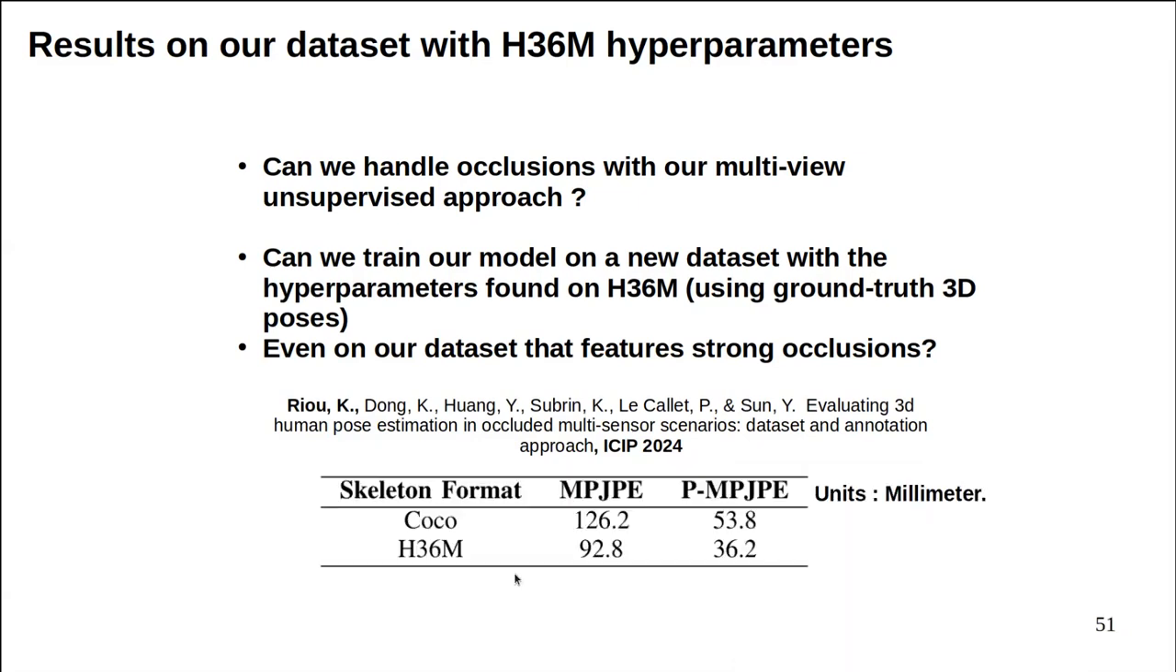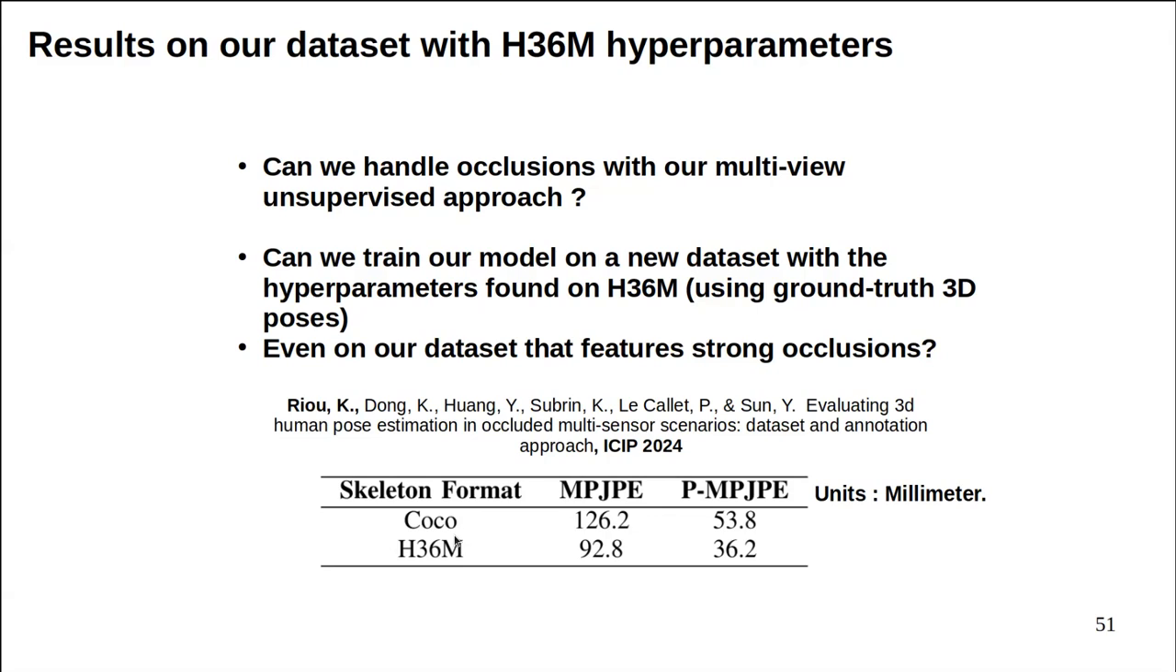So now we try to train our model on our dataset, but using the hyperparameters that we found on the H36M dataset. Now we can notice two things. First, in our dataset, we have a different skeleton format than in the H36M dataset. The skeleton format in our dataset is called the COCO format. And if we use this format to train our model, we will get a strong degradation of performance, especially in terms of MPJPE. Here we have almost 12 centimeters error on the reconstruction of the skeleton.